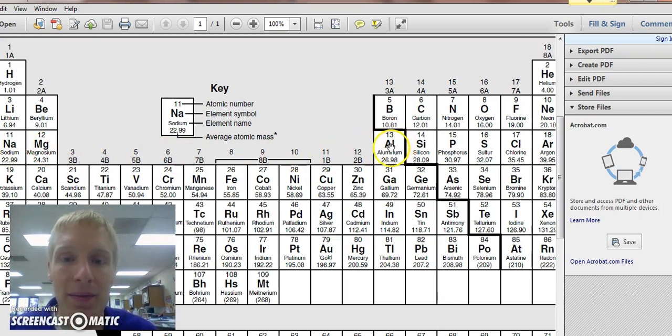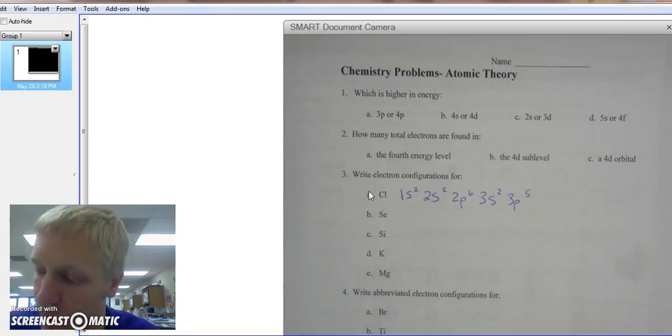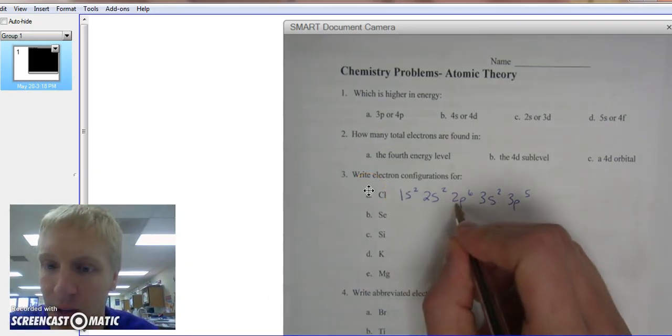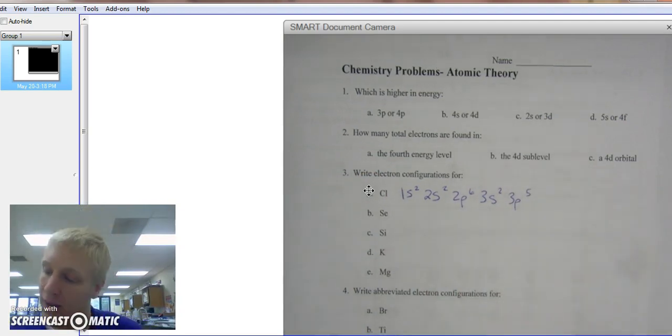Moving on, here I'm in the third row still, and I'm in the P section, so I'm writing down 3p, 1, 2, 3, 4, 5, and I stop. And I got to chlorine. So my electron configuration is 1s2, 2s2, 2p6, 3s2, 3p5, and I'm done.